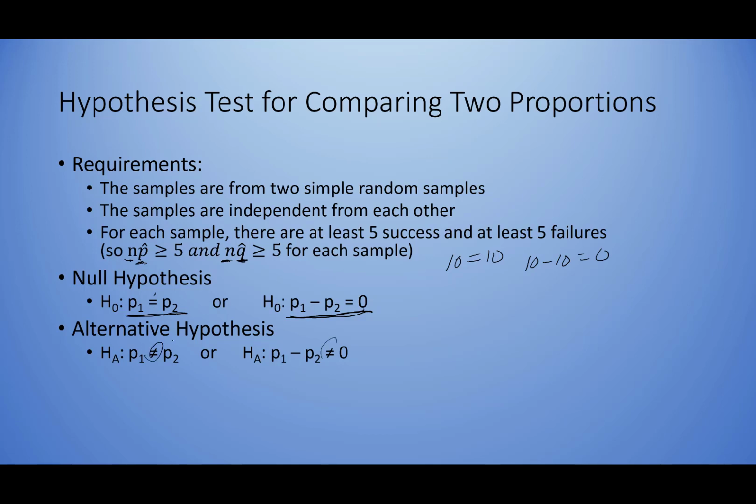The next form that it could take is if we believe that proportion 1 is less than proportion 2, or we're trying to show that proportion 1 is less than proportion 2, our alternative hypothesis could have the less than symbol in it. If we are trying to show that proportion 1 is larger than proportion 2, our alternative hypothesis would have the greater than symbol in it. So our null hypothesis always has the equality sign, and then our alternative, it depends on what we're trying to show for our particular test.